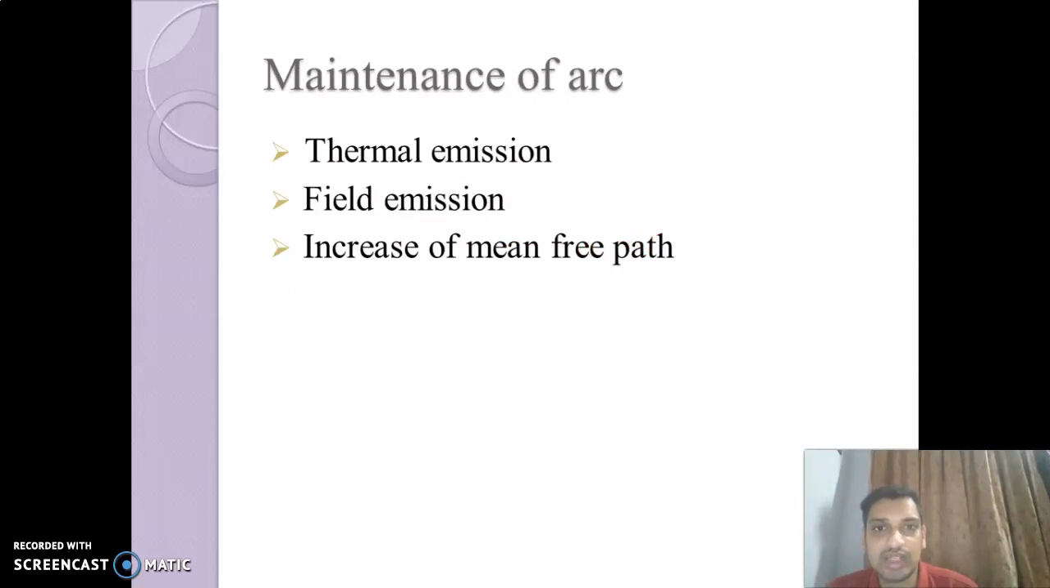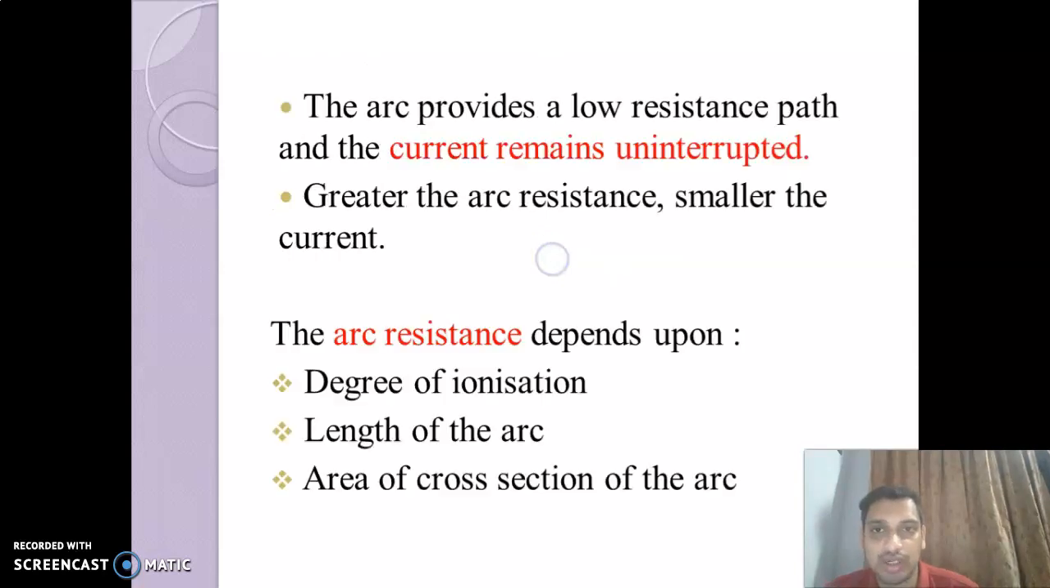Then the arc is maintained. There are some factors that maintain the arc between the contacts. One is thermal emission, that is due to the temperature rise; field emission, that is due to the voltage rise; then increase of mean free path. So these are the factors influencing the maintenance of the arc between the contacts.